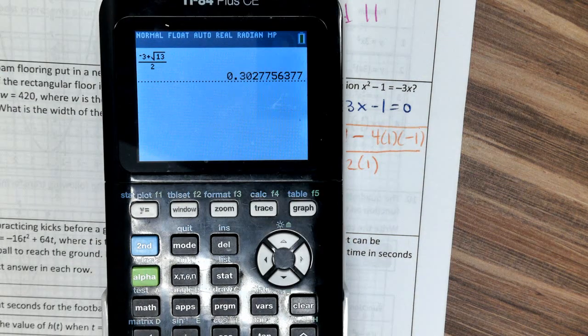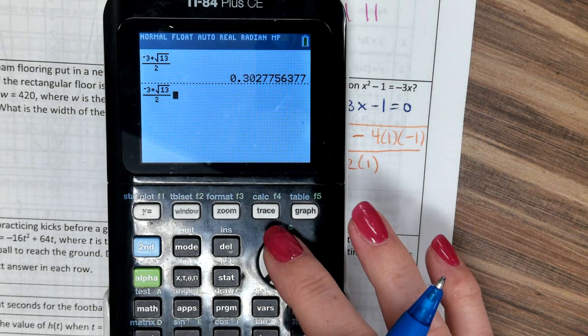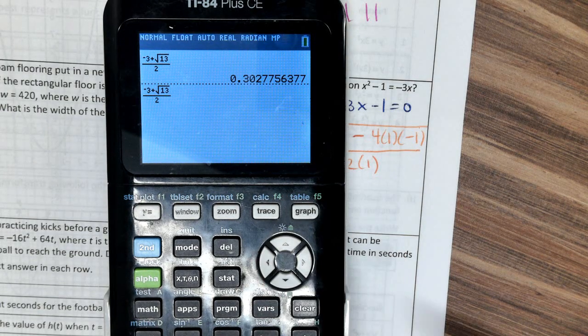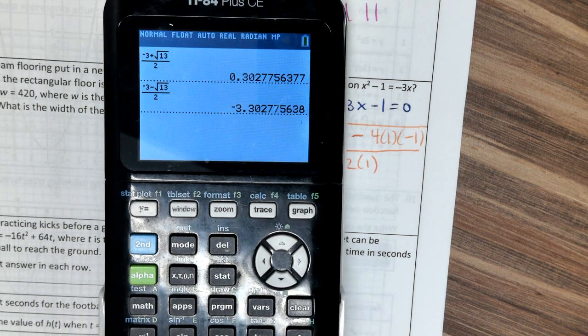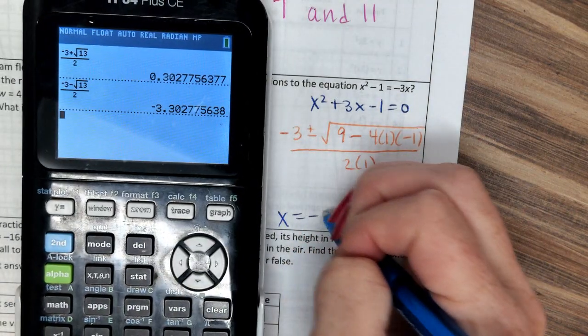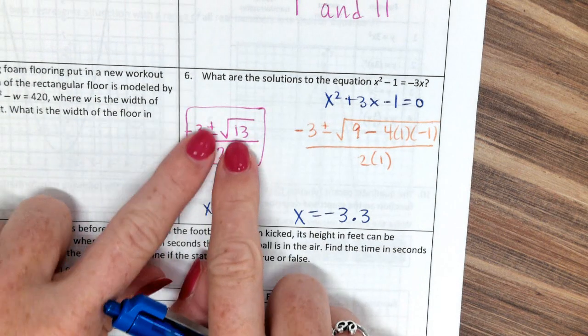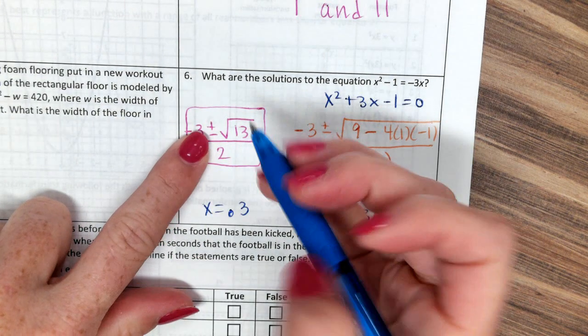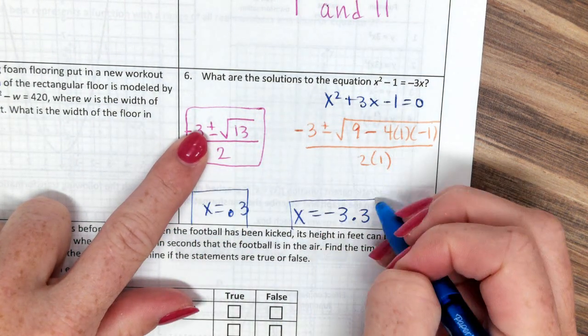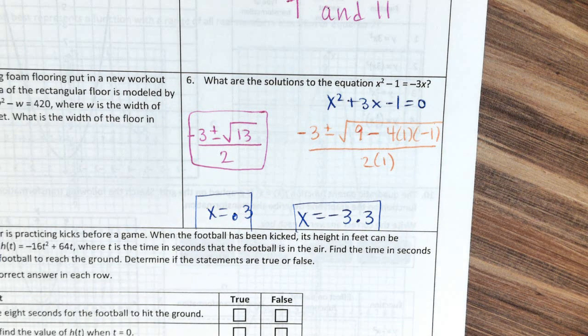But I need the other answer. So I hit second enter, and I'm going to go change that plus sign to a minus sign. And there's the other answer. X equals negative 3.3. So this could be the answer on the STAAR test multiple choice, or it could give you these. You just need to be mindful of that.